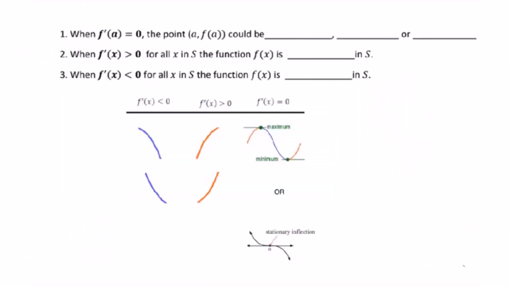For the first derivative, when f prime of a equals 0, the point (a, f of a) could be a maximum point, a minimum point, or a stationary inflection point.